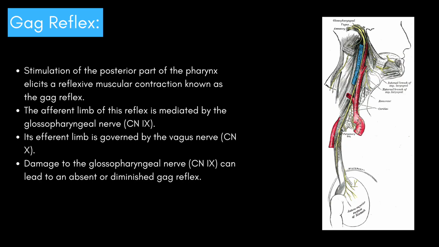Let's start off by taking a look at the gag reflex. Stimulation of the posterior part of the pharynx elicits a reflexive muscular contraction known as the gag reflex. The afferent limb of this reflex is mediated by the glossopharyngeal nerve, cranial nerve 9. Its efferent limb is governed by the vagus nerve, cranial nerve 10. Damage to the glossopharyngeal nerve, cranial nerve 9, can lead to an absent or diminished gag reflex.